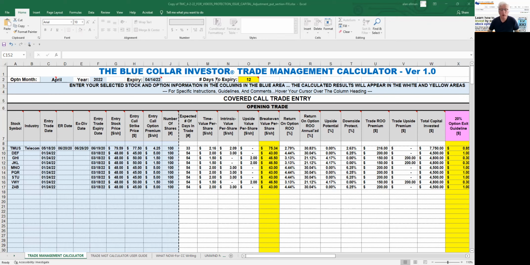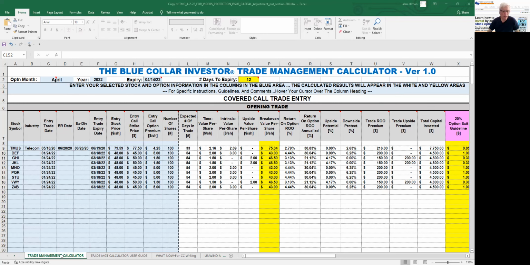Now you could see at the very top of this screenshot that we enter the option month and year for the particular cycle we're dealing with, and then the expiration date for that particular contract, and the spreadsheet will calculate the number of days to expiration. So tomorrow it'll be 11. So that information will be both on the left and the right sides of the spreadsheet and top to bottom. Now, the top section, as I said, is covered call writing, and we'll go left to right after we go top to bottom, and you'll see the sections for both covered call writing and selling cash secured puts.